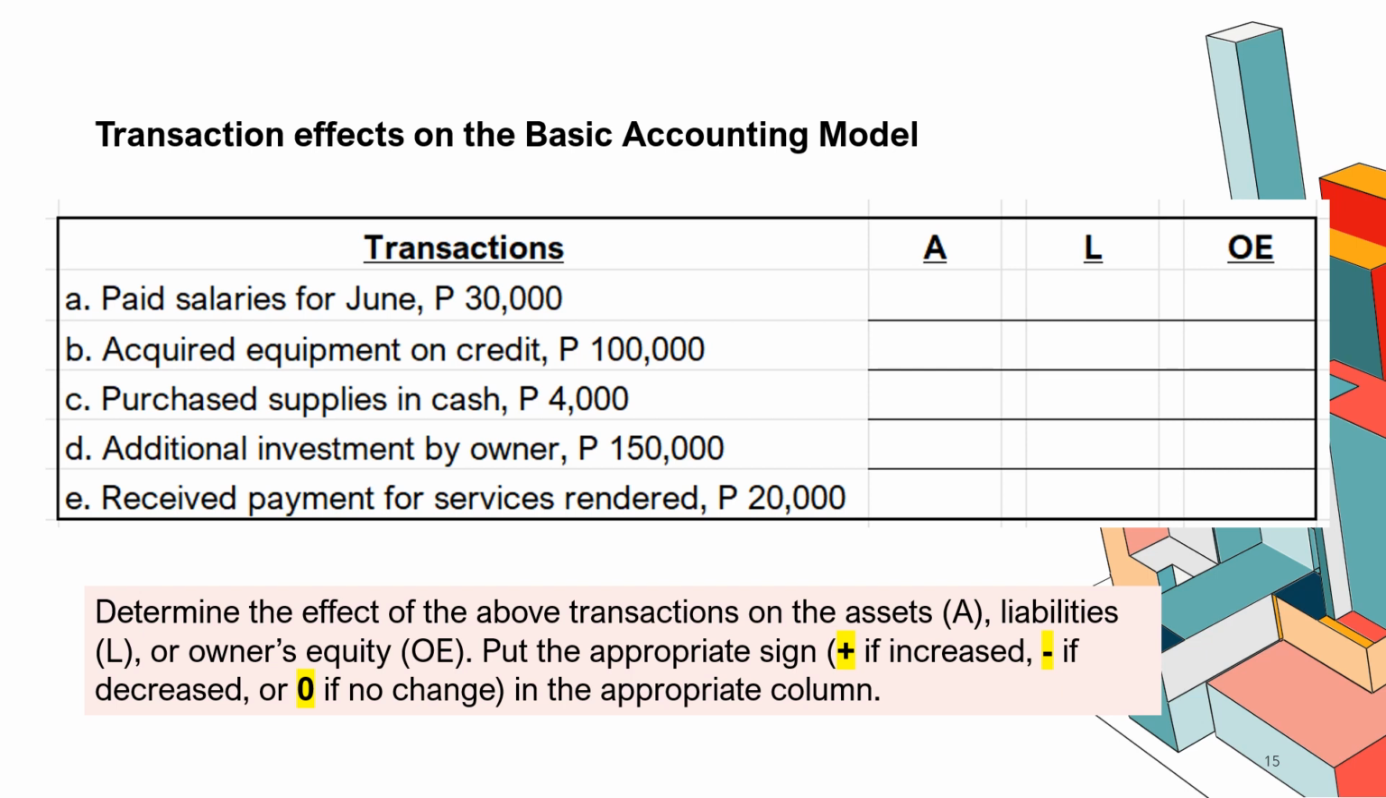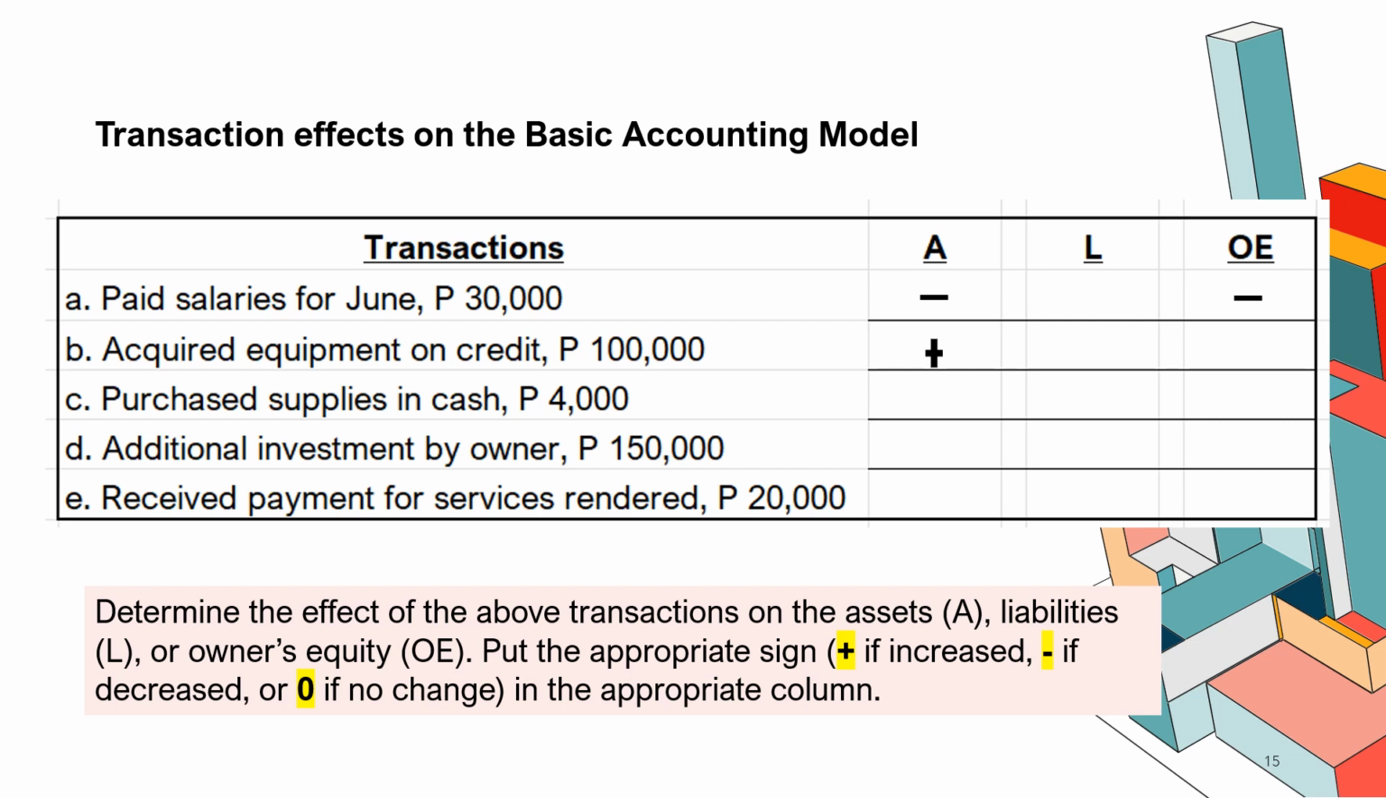Okay, so let's answer letter A. Paid salaries for June, 30,000. What items in the accounting equation are affected? Paid salary. So you have cash payment here. So your cash is affected and that's an asset. And salaries, these are expenses and that affects your owner's equity, and therefore your assets and owner's equity are affected. So what's the effect? Is it a plus, negative, or 0? So definitely it's a decrease. Your assets decrease and your owner's equity also decreases. How about your letter L? So 0, okay? You just put 0 under your L column.